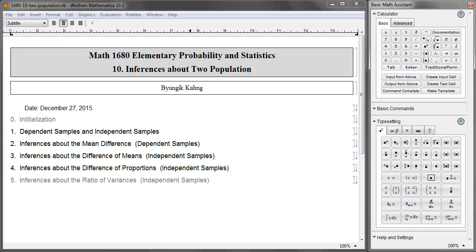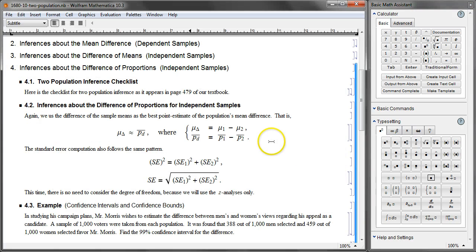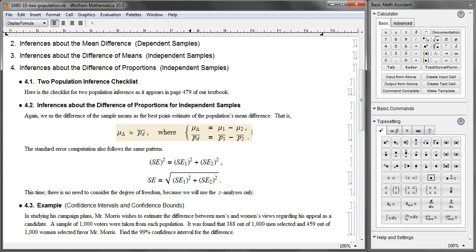Section 10.4 concerns the difference of proportions. We're in this kind of situation now. Let us continue using mu even though we are considering proportions. Mu is for population's proportions, and consider mu delta as a difference, and we can estimate those using the sample proportions P1 bar, P2 bar, and the difference between those two.